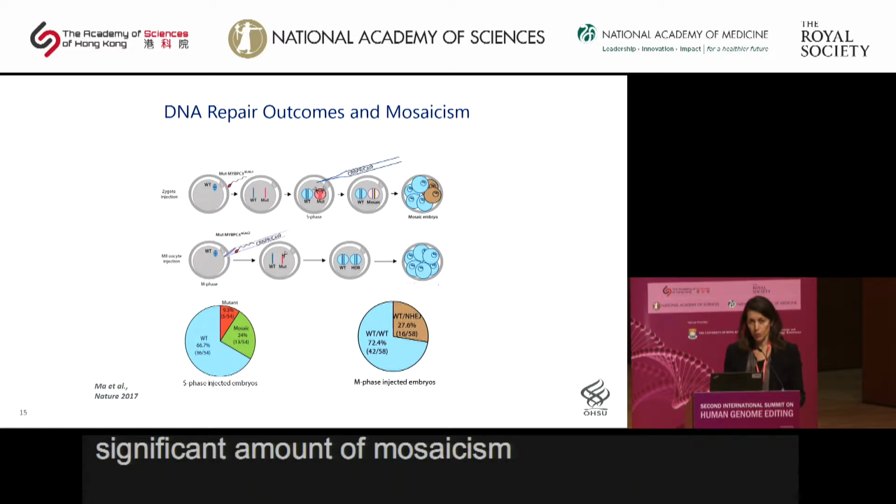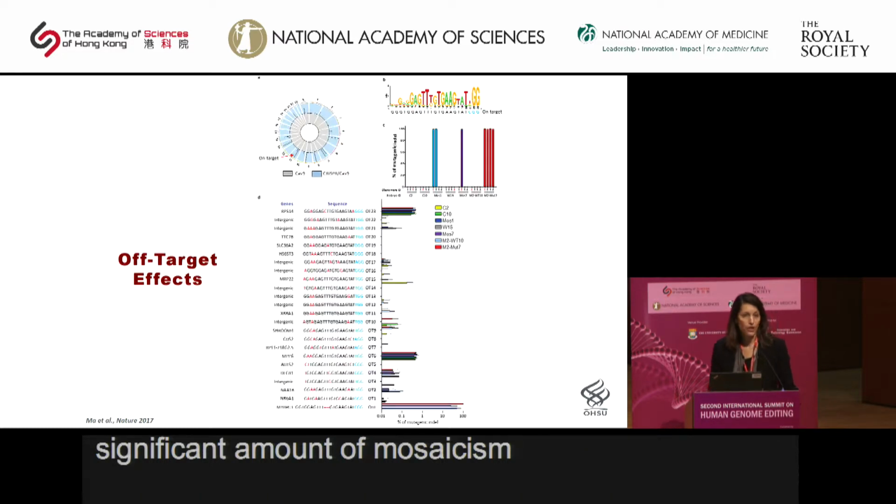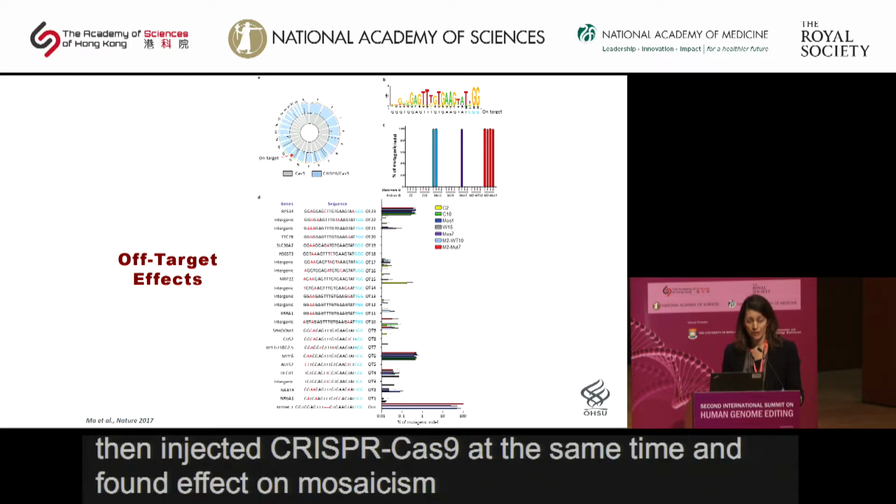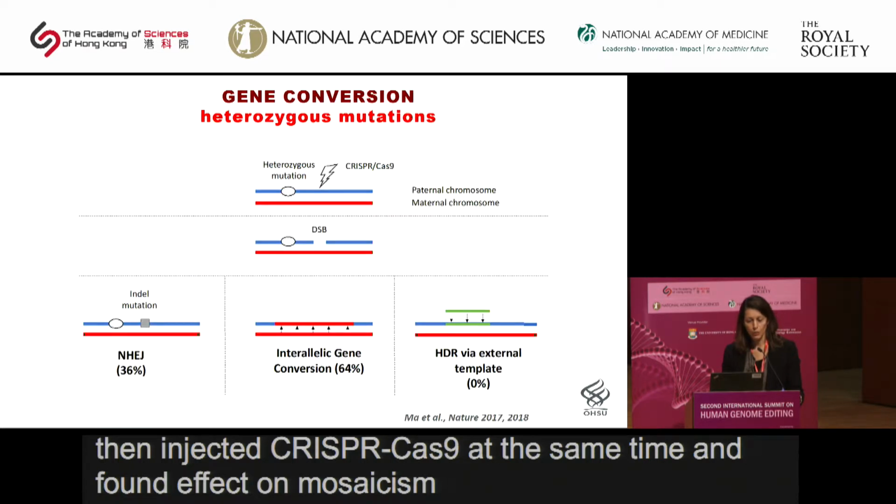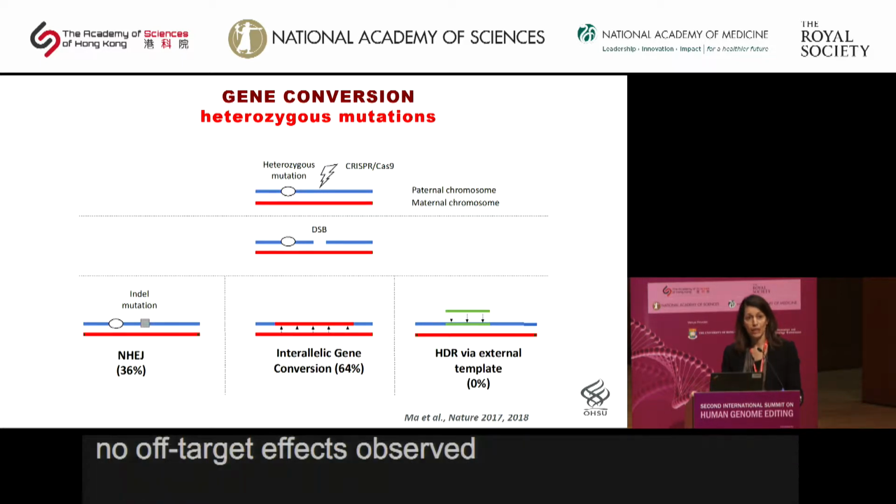These embryos, again, were developmentally normal and karyotypically normal. We did look for off-target effects. We used the DiGene platform developed by one of our collaborators, Jin-Soo Kim, and we did not observe any off-target effects in our experiments. Interestingly, when we looked at the mechanism of repair, we were surprised to see that the embryo did not use the external DNA template that we had provided, yet we were seeing this repair.